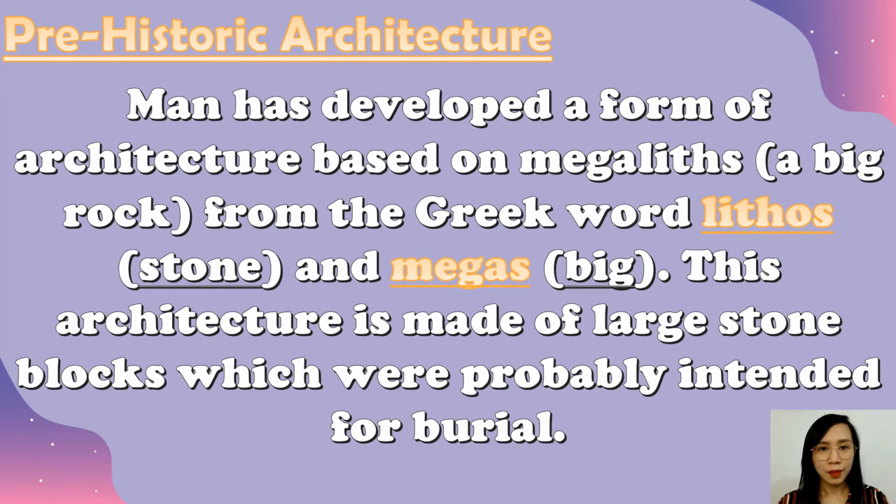First, let's talk about the prehistoric architecture. During this time, man has developed a form of architecture based on megaliths, which is a big rock, from the Greek word lithos, meaning stone, and megas, meaning big. This architecture is made of huge stone blocks, which were probably intended for burial. Megalithic monuments have always ignited man's imagination. It provided plenty of legends and superstition. During this era, stones and rocks were associated with divinity.